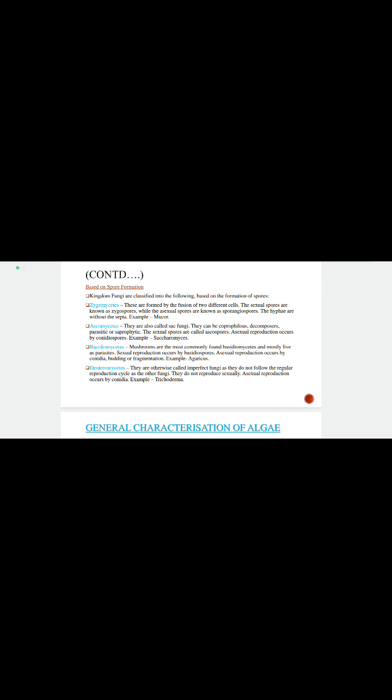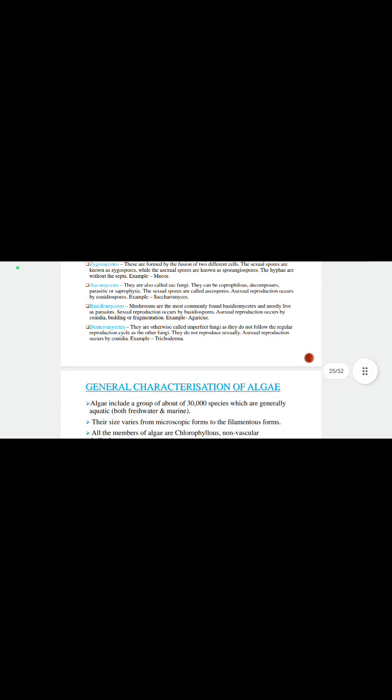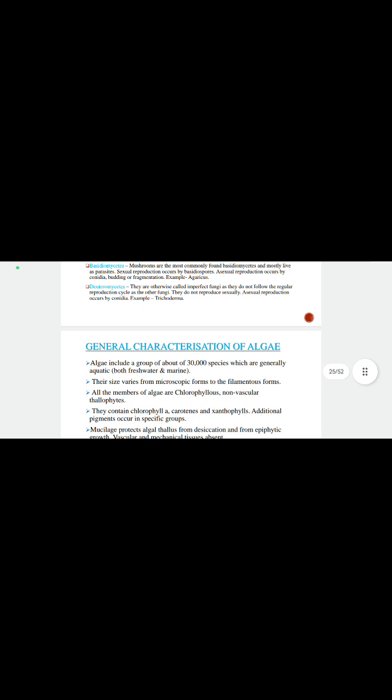Then Deuteromycetes. They are otherwise called imperfect fungi as they do not follow the regular reproduction cycle as the other fungi. They do not reproduce sexually. Asexual reproduction occurs by conidia. For example, Trichoderma.